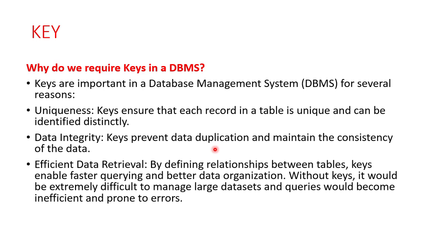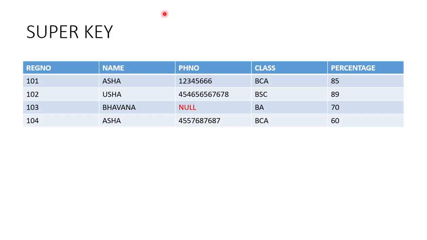Now let us see what the different kinds of keys are so that you can use them efficiently in the database. The first one is the super key. So what is this key? Suppose I have a table here. First let us understand the table. The table contains register number, name, phone number, class, and percentage. I have taken student register numbers, names, phone numbers, classes, and percentages.